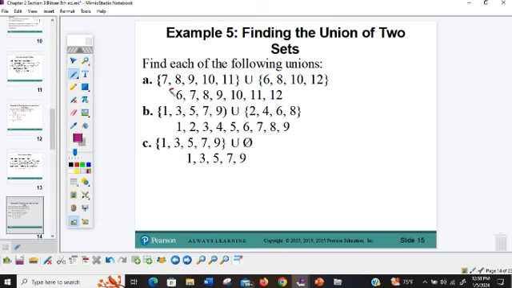And again, these should have set brackets, but it did not copy over on their PowerPoint. For part B, 1, 3, 5, 7, 9, union 2, 4, 6, 8. Put them together and you end up with 1, 2, 3, 4, 5, 6, 7, 8, 9. You do not have to put them all in order like that. They just choose to. On part C, 1, 3, 5, 7, 9, you're going to union it with empty set. We're not adding anything to it. Empty set is empty. So we just end up with 1, 3, 5, 7, 9.